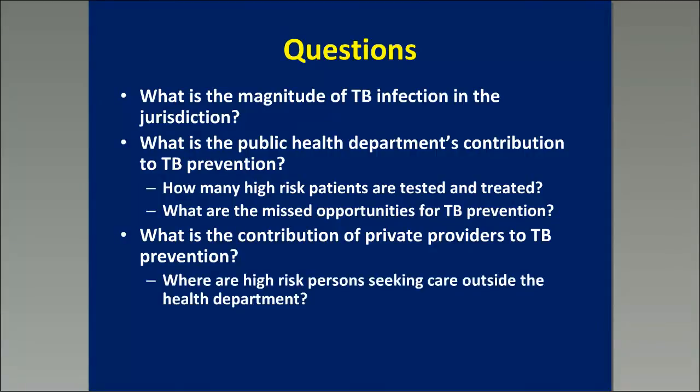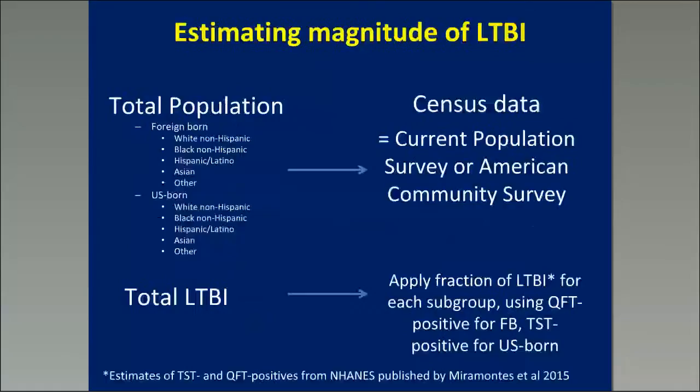And so again, we need to find out where the high-risk persons are seeking care outside the health department, so which providers should we be looking at? And finally, is TB prevention optimized in various settings outside the health department?